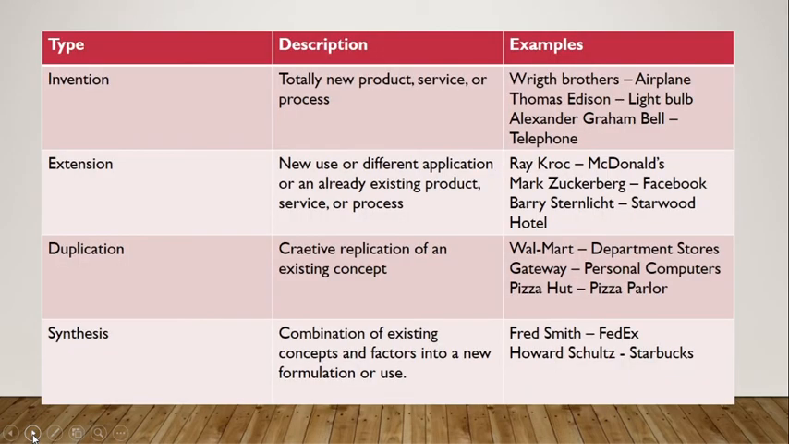We will discuss further about the types of innovations. Invention: totally new product, service, or process. Examples are the Wright Brothers, airplane; Thomas Edison, light bulb; Alexander Graham Bell, telephone. Extension: new use or different application of an already existing product, service, or process. Examples are Ray Kroc, McDonald's; Mark Zuckerberg, Facebook; Barry Sternlicht, Starwood Hotel.